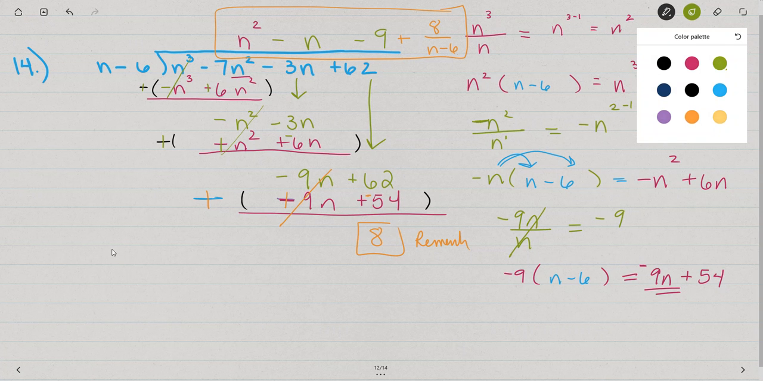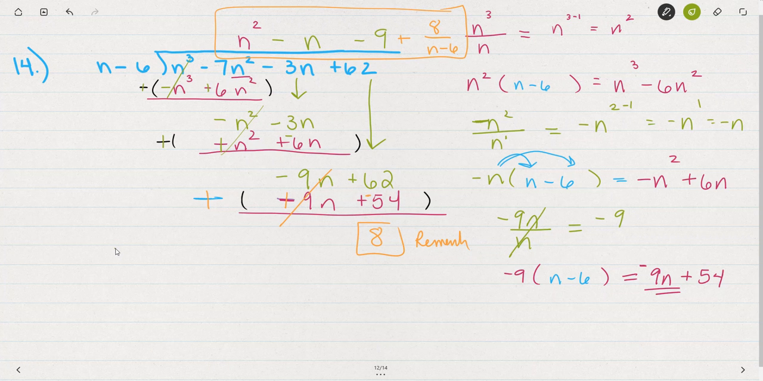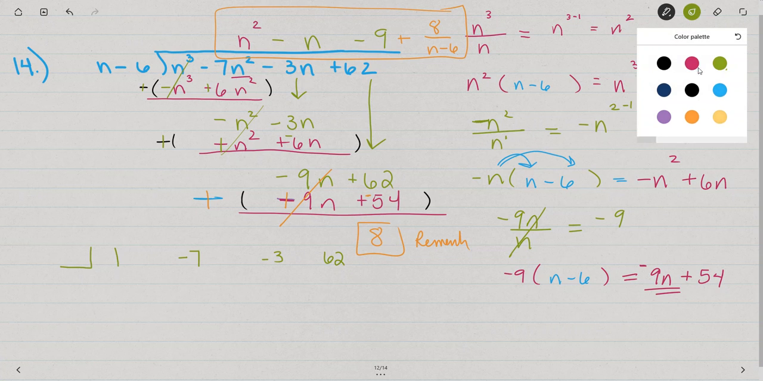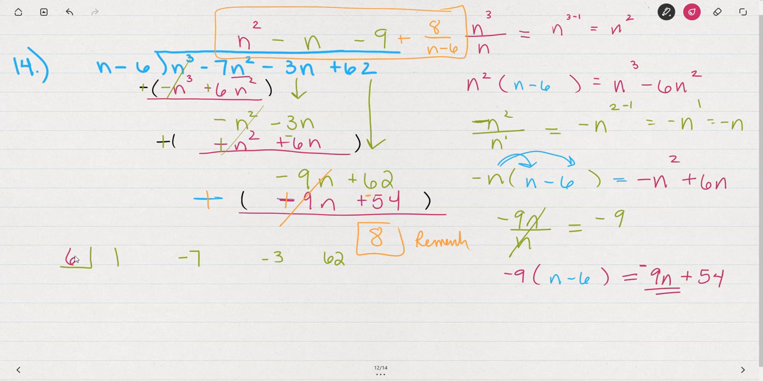For synthetic division, I'm going to look at this n cubed, negative 7n squared, negative 3n, plus 62, and just take the coefficients. So the coefficient of n cubed is 1. Coefficient of negative 7n squared is negative 7. Coefficient of negative 3n is negative 3. And then a 62. I'm going to put a backwards bracket, and I'm going to write in here a 6. Notice that that's the opposite.